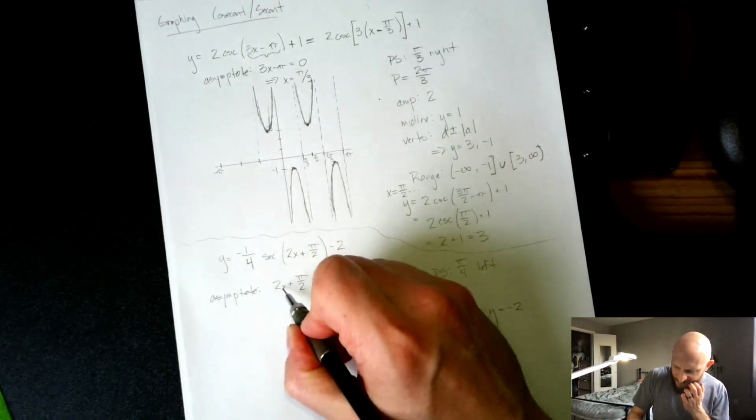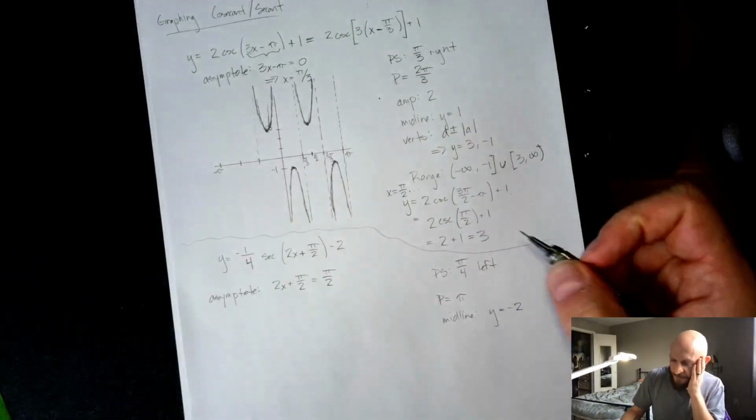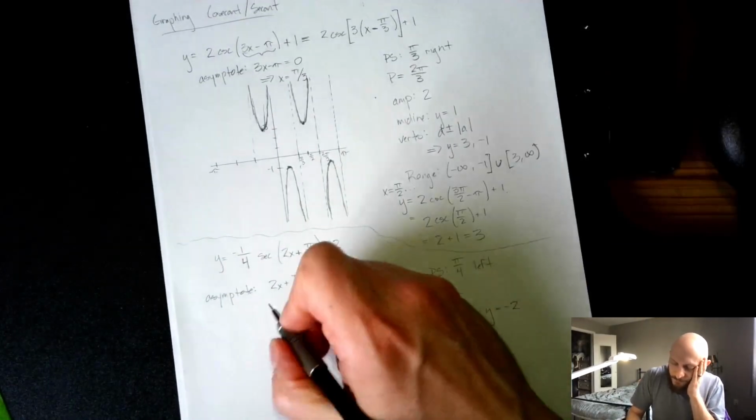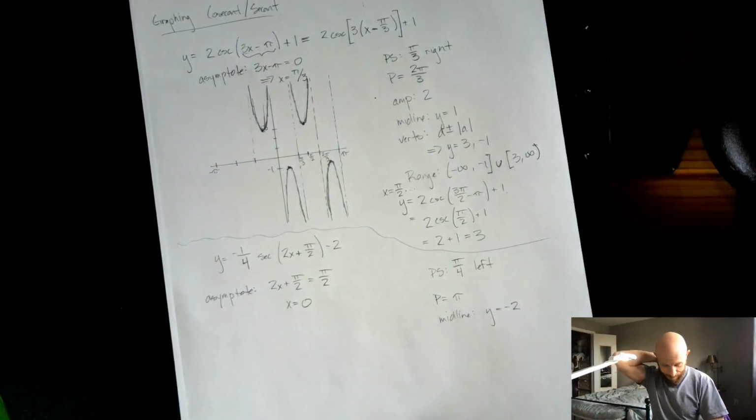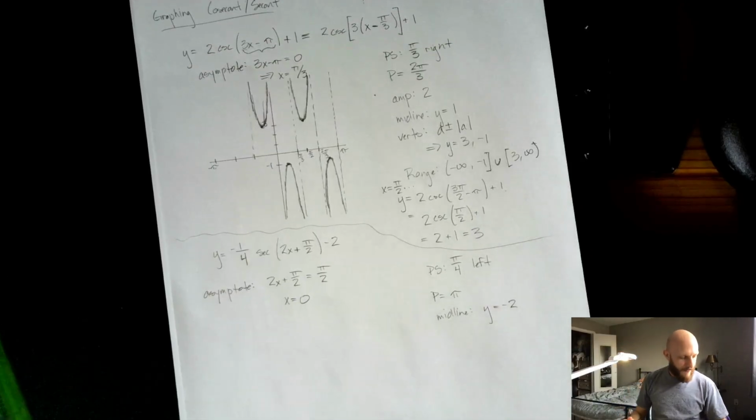So solve this out. I subtract this from both sides, and I get 0. So yeah, this is x equals 0. So there's an asymptote at x equals 0, or the y-axis.